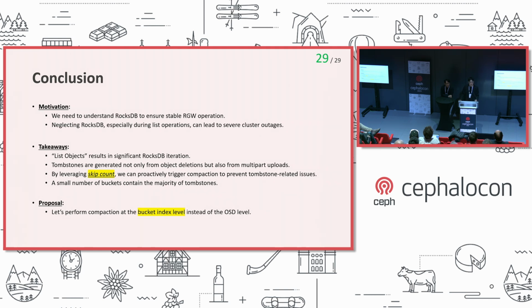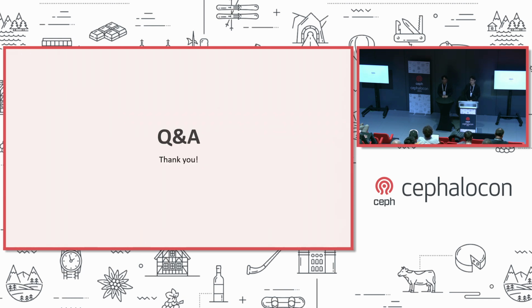First, list objects results in significant RocksDB iteration, and second, tombstones are generated not only from object deletions, but also from multi-part uploads. Next, by leveraging skip count, we can proactively trigger compaction to prevent tombstone-related issues. Lastly, a small number of buckets contain the majority of tombstones. So we propose to perform compaction at the bucket index level instead of the OSD level. This is the end of our presentation, and thank you for taking your time to listen to our presentation.